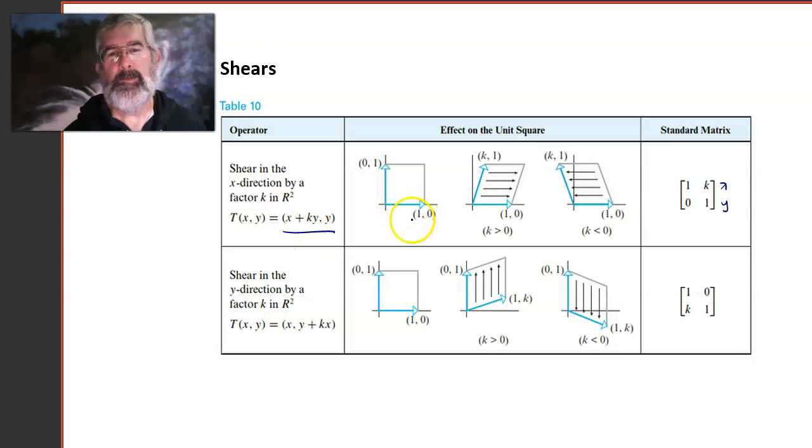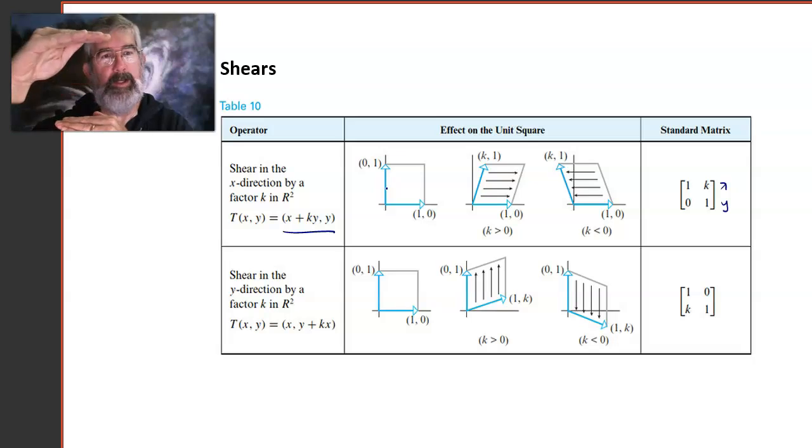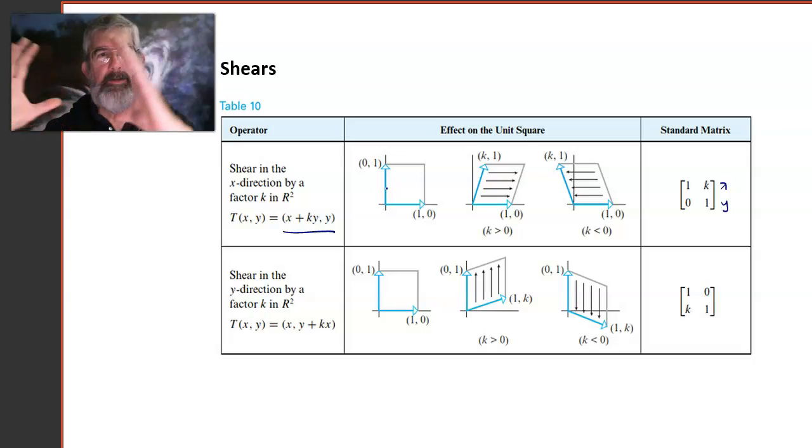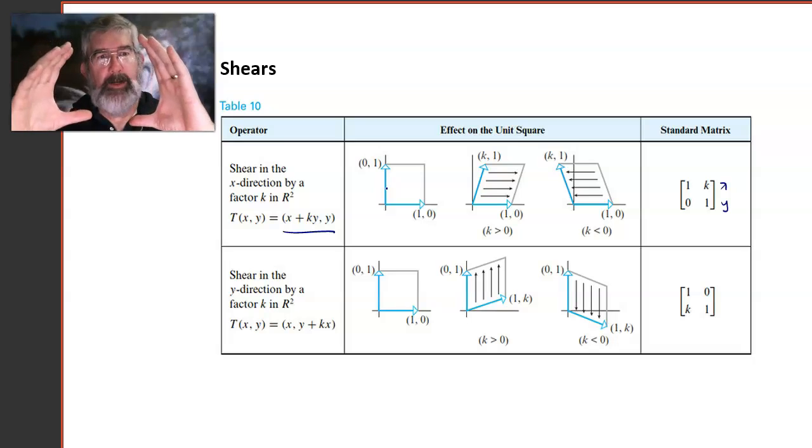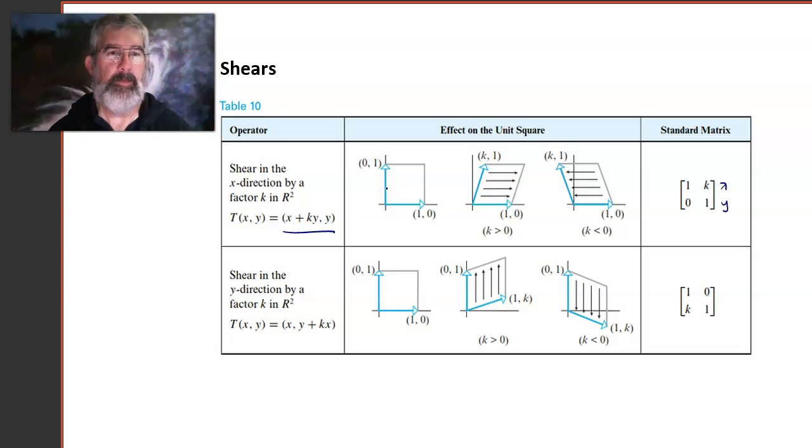One of the things I haven't talked about before, but was shown in some of the tables in the previous videos, is that rather than just looking at what's happening to my basis elements, you can look at what's happening to the unit square. In the previous video with expansions, the unit square got stretched into a rectangle, either that way or this way. With dilations, the unit square got made into a bigger square, or maybe a smaller square, depending on if k was bigger than 1 or less than 1. Here, the unit square is being tilted into a parallelogram.